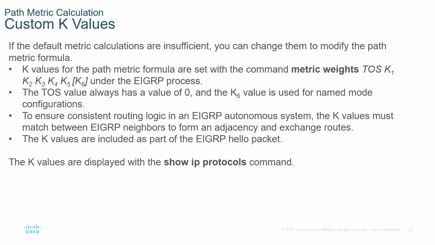Now remember, all your devices within your autonomous system need to have the same K values for them to form adjacency and exchange routing information. K values are sent within the hello packets if you cast your mind back to the other videos. To check, show ip protocols will display what the K values are.